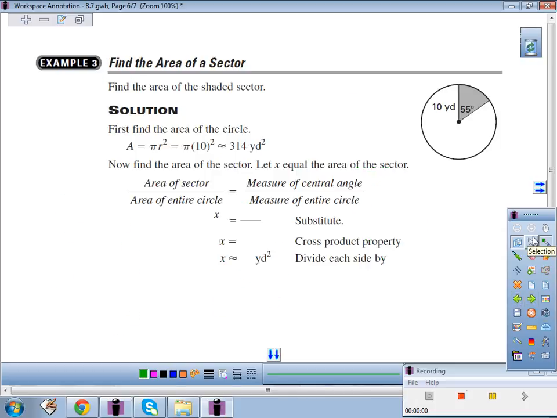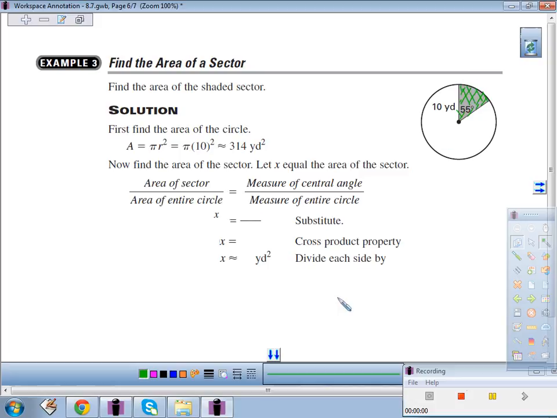Now, finding the area of a sector. So in the vocabulary, we talked about sector being a part of the circle. So think of it as a part of the whole. And sometimes you can see this being like a slice of a piece of pie. If we want to get the area of just that slice, we know it's not going to be the whole area, so we're going to use proportions to solve for that missing part.